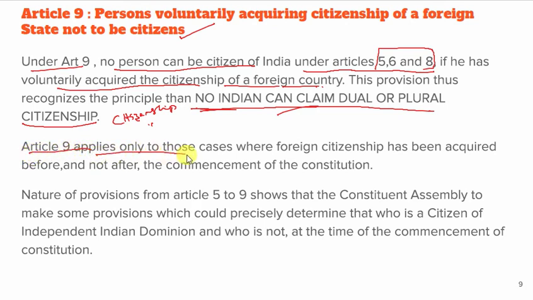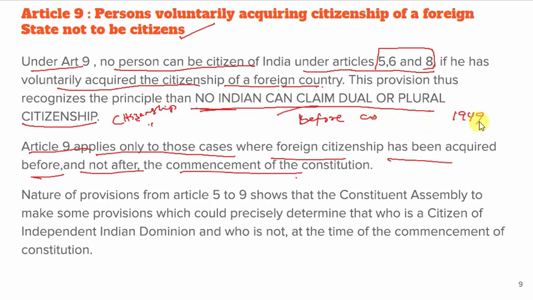Article 9 applies only to those cases where foreign citizenship has been acquired before and not after the commencement of the constitution. What exactly does this mean? Before the commencement of the constitution, like 1949 or 1948, or even 1950, you may have had other foreign citizenship as well as Indian citizenship. It could be manageable, but after 1950 you cannot have dual citizenship. So it's a basic, strict rule under Article 9.